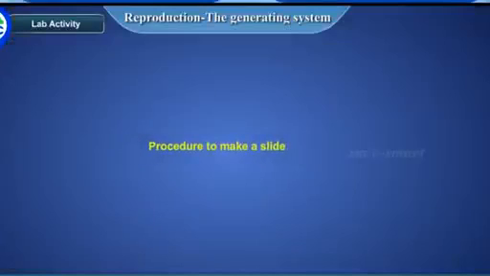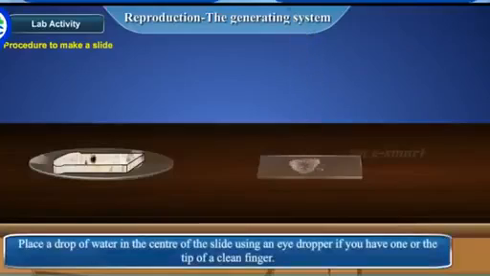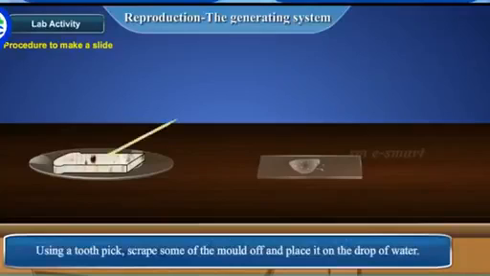Procedure to make a slide. Place a drop of water in the center of the slide using an eyedropper, if you have one, or the tip of a clean finger. Using a toothpick, scrape some of the mould and place it on the drop of water.